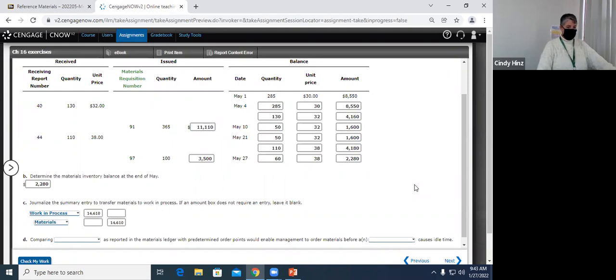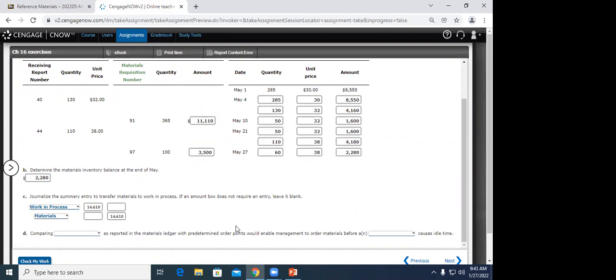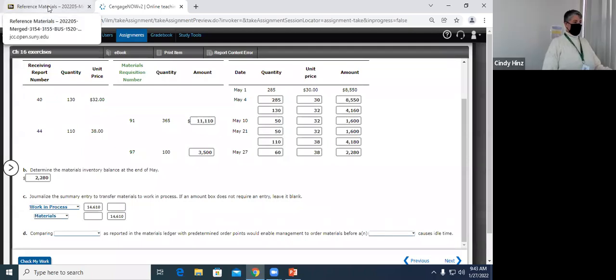Anybody with questions on that? Or general questions about writing journal entries or anything else? Go ahead. Assets have a normal credit balance, correct? Assets have a normal debit balance.